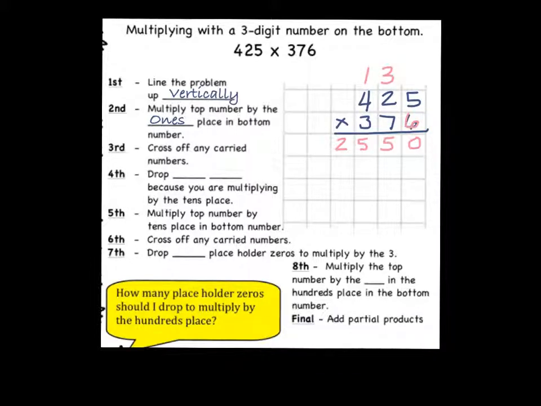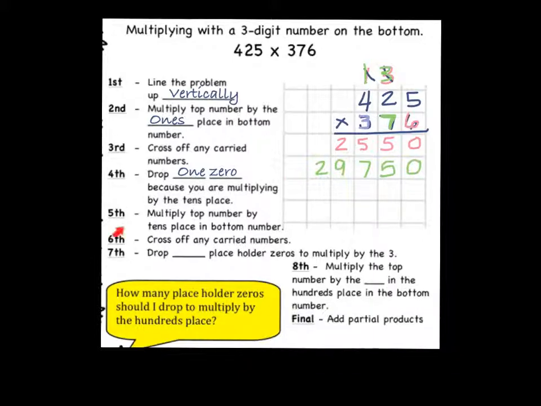Just to make it clear that I was multiplying by the 6, I've decided to change the color so you would be able to see which partial product is being created by which place in the bottom number. So now I'm going to go to the third step, and the third step tells me to cross off any carried numbers. So I'm going to go ahead and cross these two off. Now I'm going to move on to the fourth step, and the fourth step tells us to drop a 0 because we are now multiplying by the tens place. So I'm going to be multiplying by the 7.